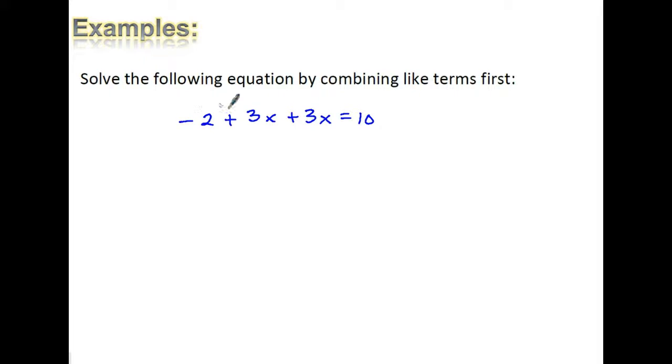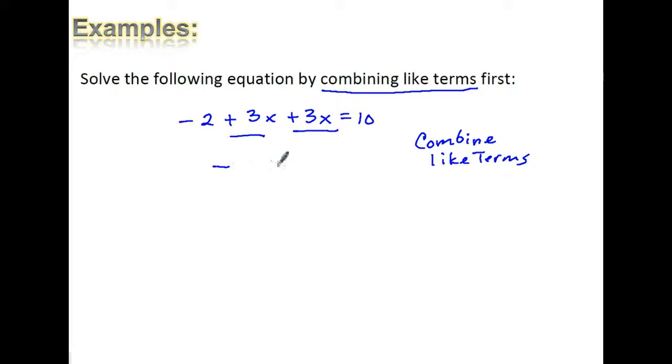Okay, so here's our first example. We're going to use combining like terms as our first step. Here you have negative 2 plus 3x plus 3x equals 10. Our first step is to combine these terms together, so we're going to combine like terms. 3x plus 3x is going to give us 6x, and that's going to equal 10.